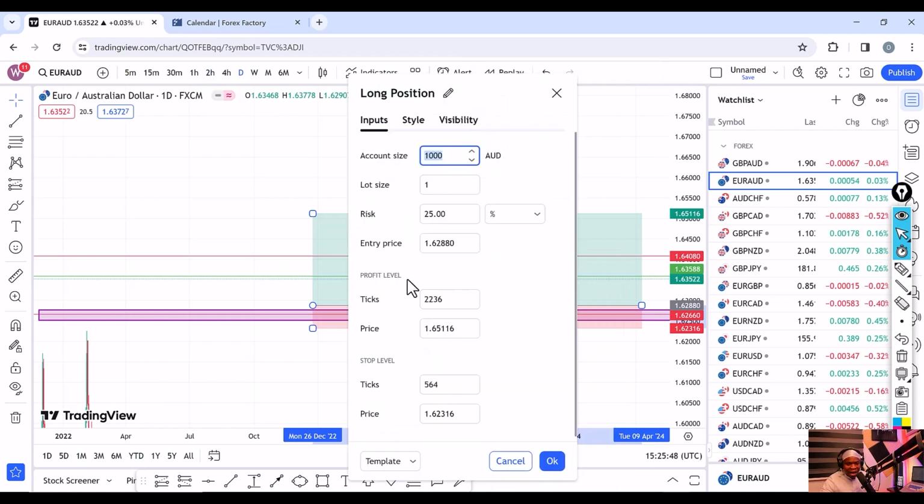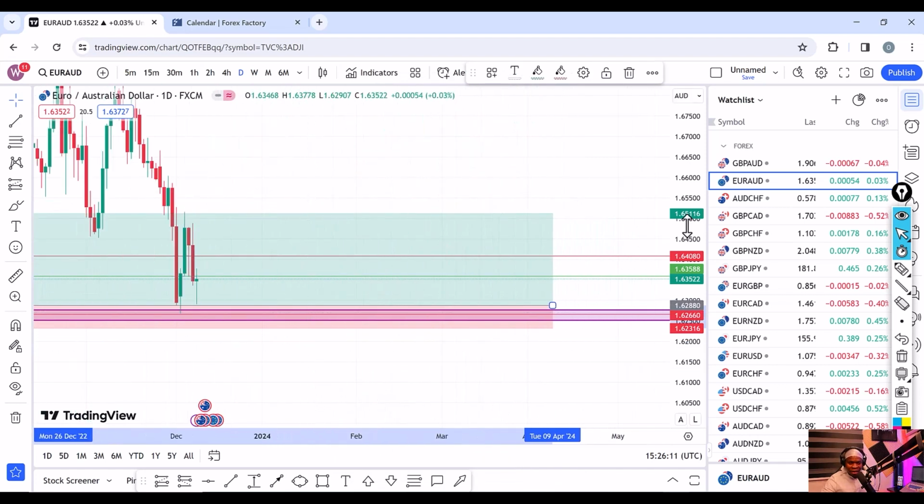So where is my stop loss? Stop loss 56 pips. Remember I told you, divide this by 10. Also my take profit is 223 pips, and that is how I catch all this swing movement. That is how I catch 100, 200 pips in the market. It can be better than this.